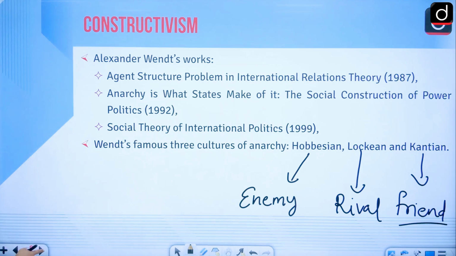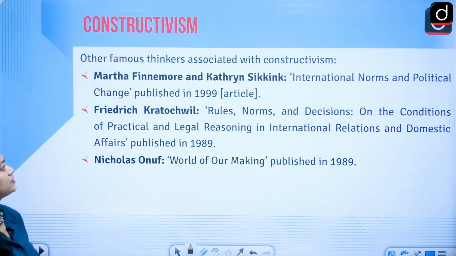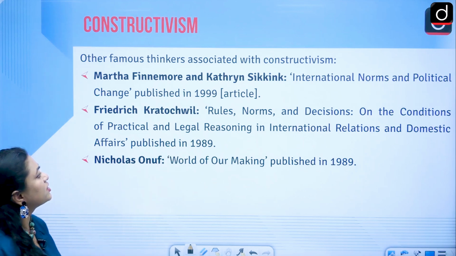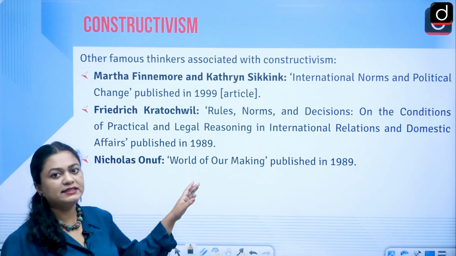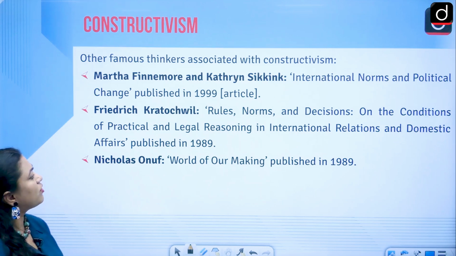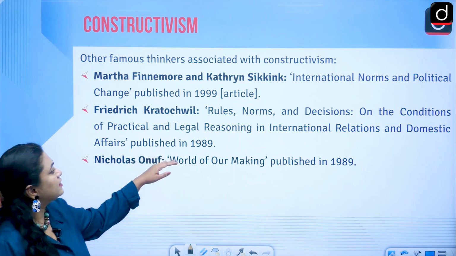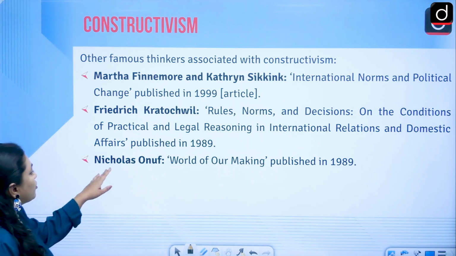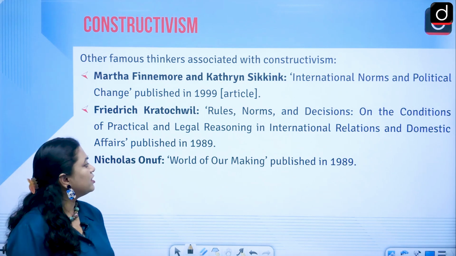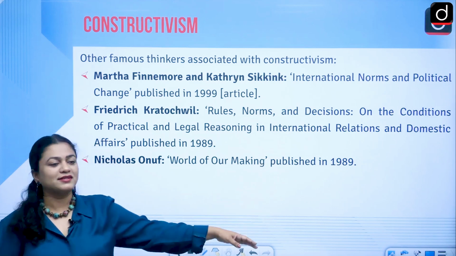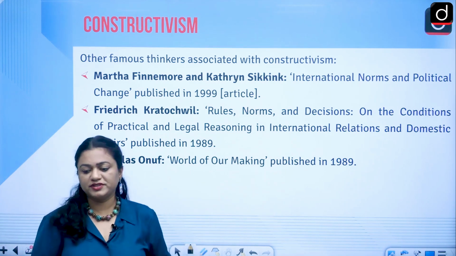Okay. So, now, other famous thinkers associated with constructivism. Martha Finnemore and Kathryn Sikkink, both of them have written this article, International Norms and Political Change, published in 1999. Then you have Friedrich Kratochwil's book, Rules, Norms, and Decisions: On the Conditions of Practical and Legal Reasoning in International Relations and Domestic Affairs, published in 1989. And Nicholas Onuf's, this is a very important book, World of Our Making, published in 1989. Now you can see from the titles itself that they are actually pushing for a constructivist approach. Okay.